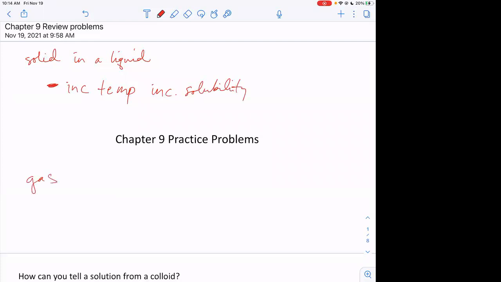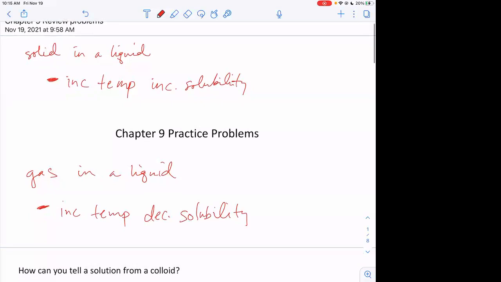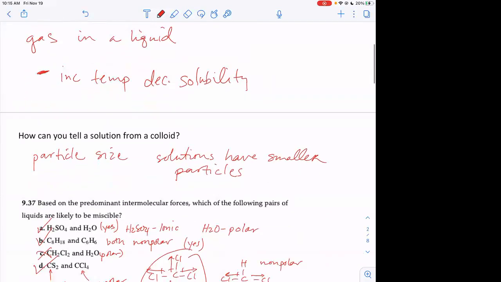Okay, what about a gas dissolved in a liquid? Do you remember the example I gave? Carbonated drinks, a Coke, club soda. If there's any temperature increase... my favorite, right, Carter? He hates them. Yep, if we increase temp, it decreases solubility. So we talked about that as well.